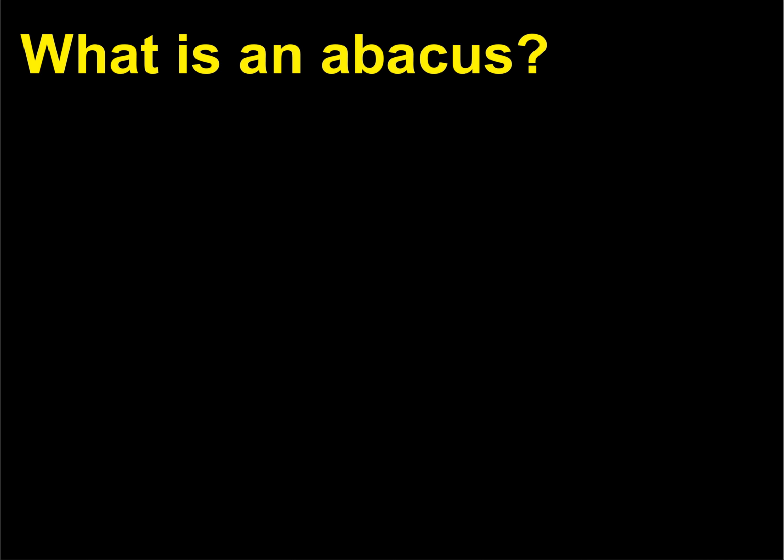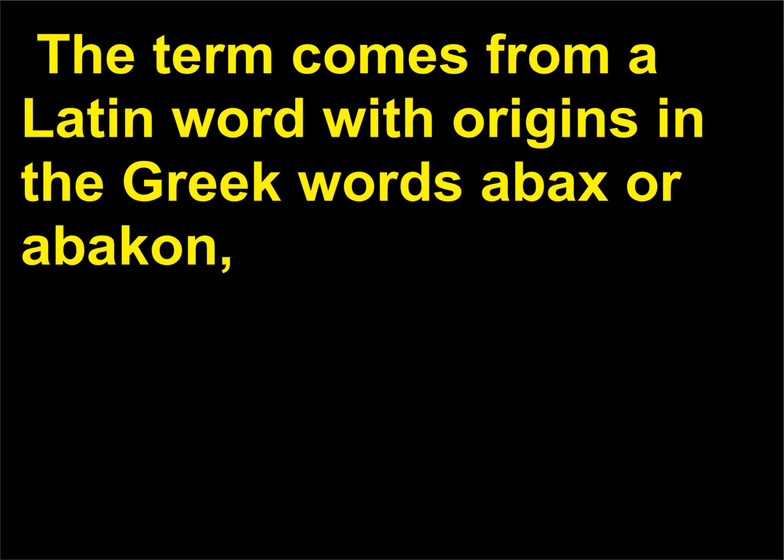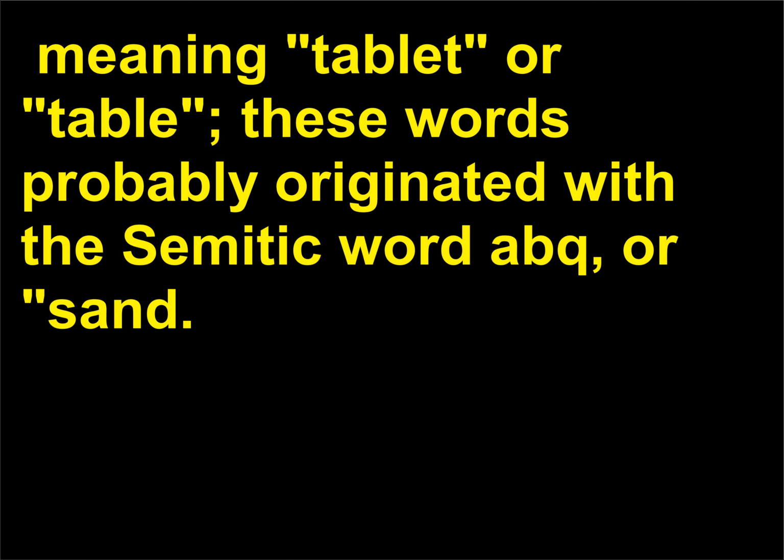What is an abacus? An abacus, the plural being either abacuses or abaci, is one of the earliest counting devices. The term comes from a Latin word with origins in the Greek words abax or abakon, meaning tablet or table. These words probably originated with the Semitic word abq, or sand.